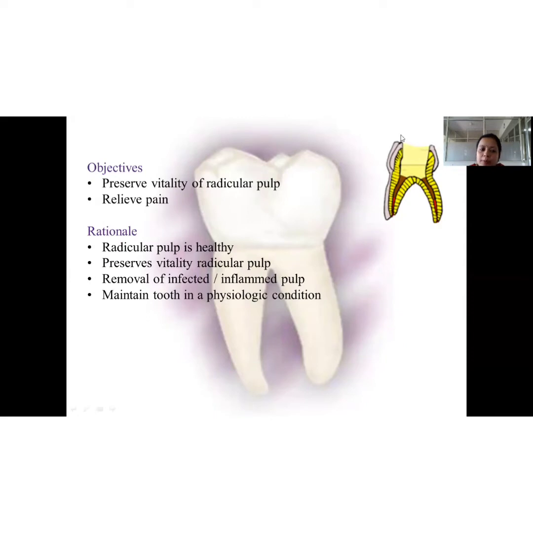What are the objectives of pulpotomy? To preserve the vitality of the radicular pulp and to relieve the pain. And what is the rationale? Basically, only the coronal portion is inflamed. The radicular portion of the pulp is healthy. It preserves the vitality of your radicular pulp. All the infected and inflamed part is removed, so there is no further inflammation, and it maintains the tooth in a more physiological condition, because it preserves a certain amount of your natural pulpal tissue.